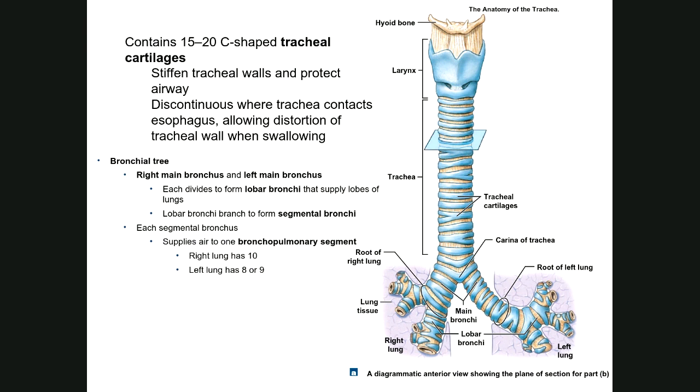So the right main bronchus is not only wider, as you can see, look at that. It's not only wider than this, but also steeper. If you inhale debris, it's more likely to go down into the right lung because it's wider.